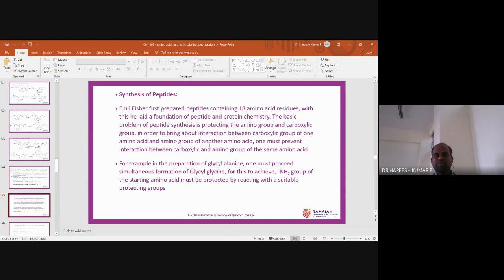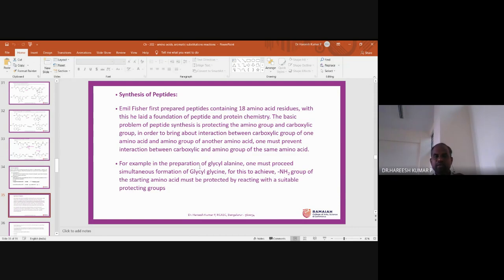The basic problem of peptide synthesis is protecting the amino group. What is required here is that the amino group of one amino acid should react with the carboxylic group of another amino acid. What is the problem here? Suppose the amino group of one amino acid reacts with the carboxylic group of the same amino acid. Then it results in an unwanted product. In order to overcome the byproducts or unwanted products, one should think about protecting the amino group.